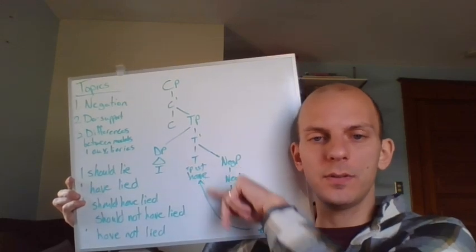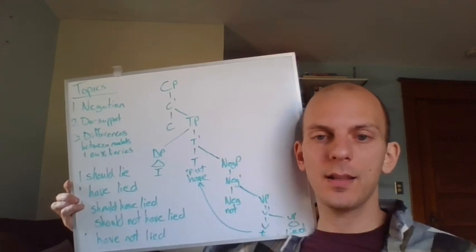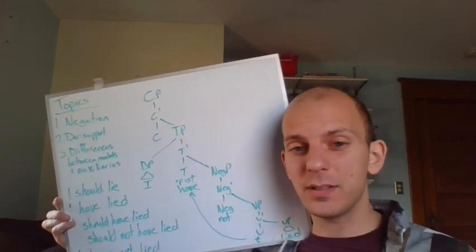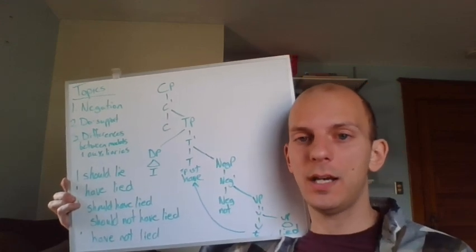V auxiliaries move up to T to get us sentences like, I have not lied. And this also gives us a good explanation for sentences like, I should not have lied. I should not have lied, right? Because if we have that, which I'll draw now, because it's very easy, we have an explanation for why, if we generate it low, it's appearing low, which is just to say that it isn't moving in cases where you have something else in T, like a modal verb.